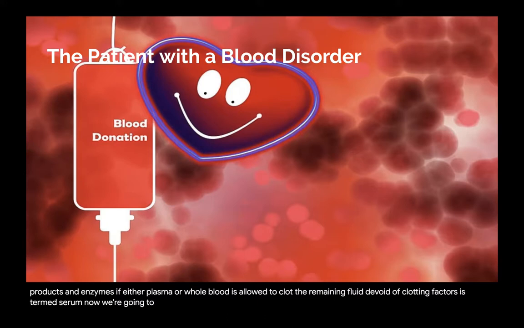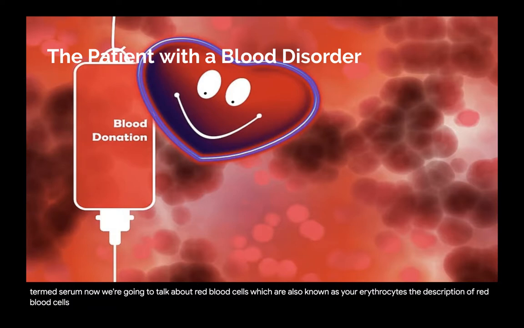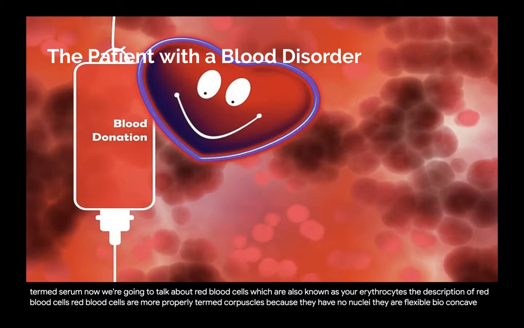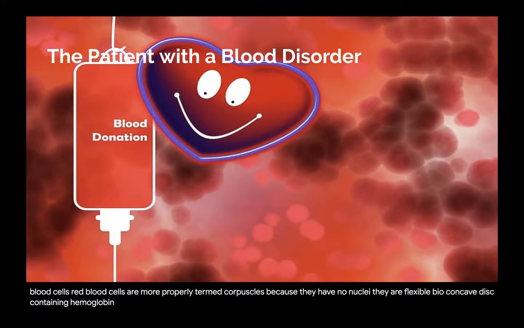Now we're going to talk about red blood cells, which are also known as erythrocytes. The description of red blood cells. Red blood cells are more properly termed corpuscles because they have no nuclei. They are flexible biconcave discs containing hemoglobin, which can change shape as they pass through small capillaries.